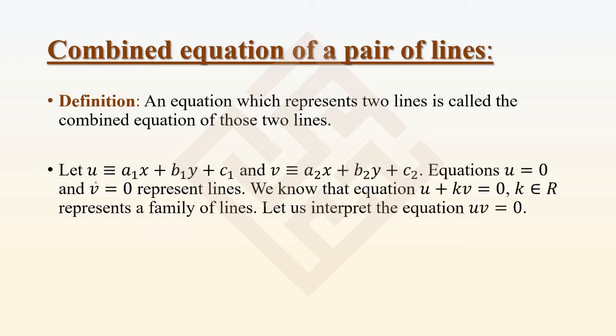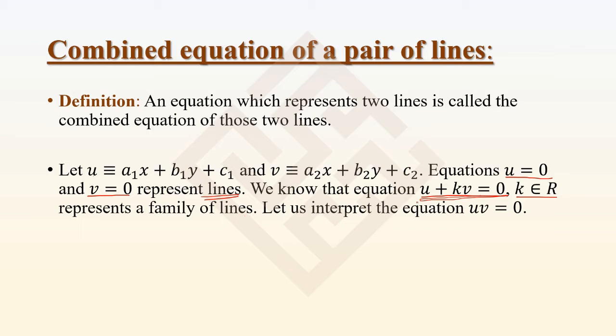Now let us see. Suppose u represents the expression a1x plus b1y plus c1, and v corresponds to a2x plus b2y plus c2. Then the equations u is equal to 0 and v is equal to 0 are going to represent lines. And we have also seen u plus kv is equal to 0. This we have seen last year. If you have u plus kv is equal to 0, where k is a scalar, then this is going to represent a family of lines.